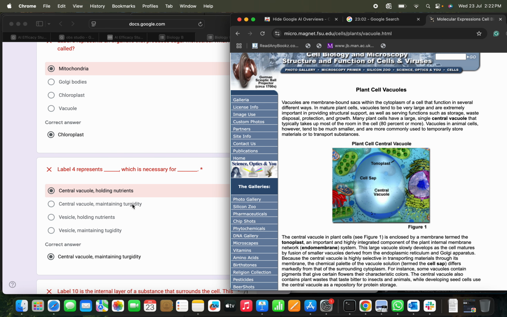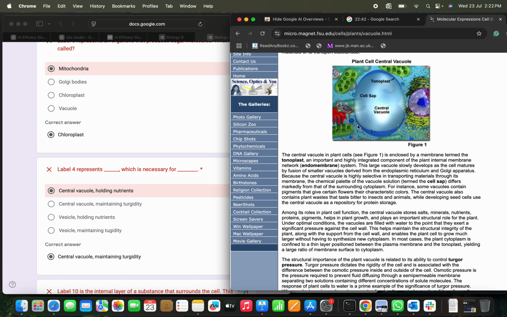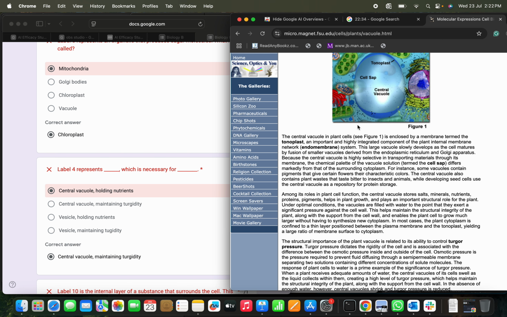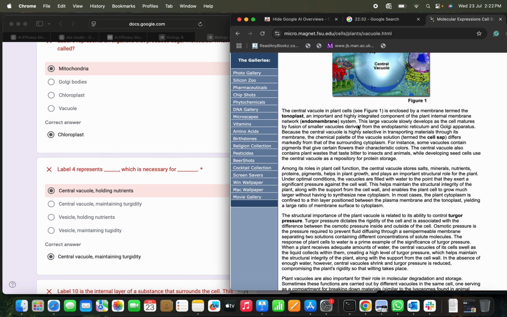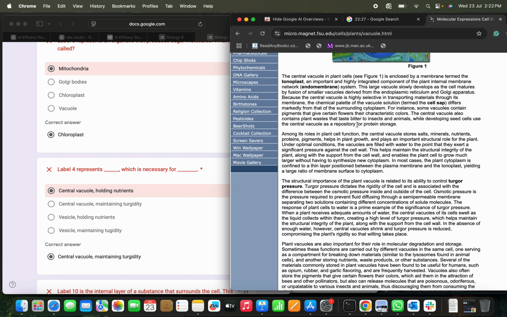Okay, this is a large thing which is more like a structural support, but it's a waste storage. It doesn't store nutrients. It's a waste storage. It functions as a waste storage thing. The central vacuole is enclosed by a membrane termed the tonoplast, an important and highly integrated component of the plant membrane network system. This large vacuole slowly develops as the cell matures by fusion of smaller vacuoles.